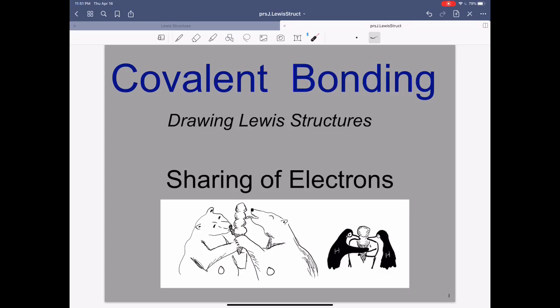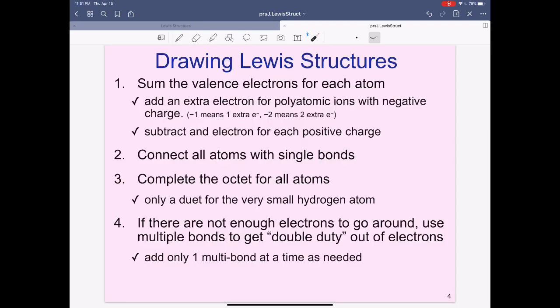Covalent bonding, drawing Lewis structures to represent the sharing of electrons inside molecules. In order to accomplish this, first we need to sum the valence electrons for each atom. If we have a polyatomic ion with a negative charge, we would add in an extra electron for a -1. We would add in 2 extra electrons for a -2.